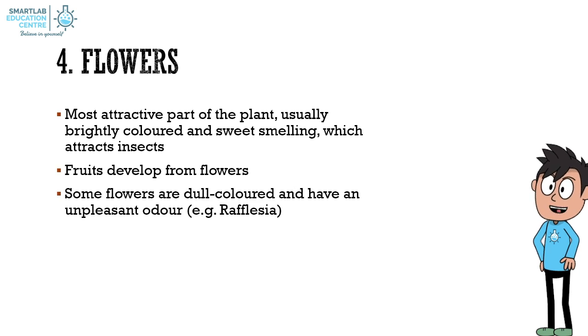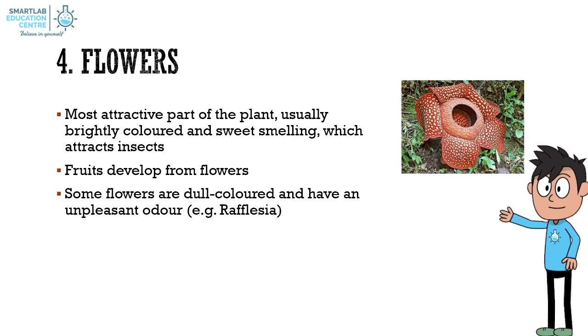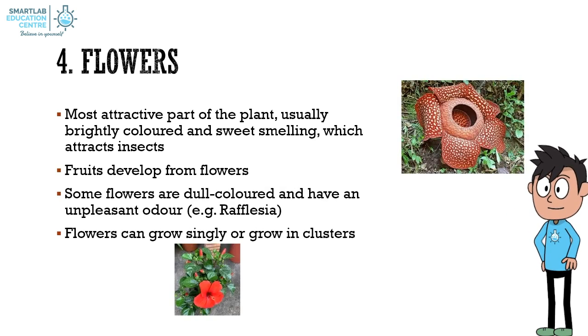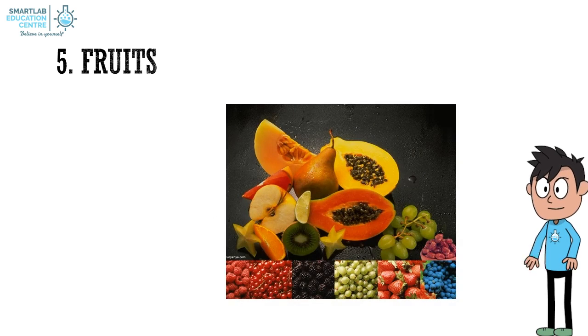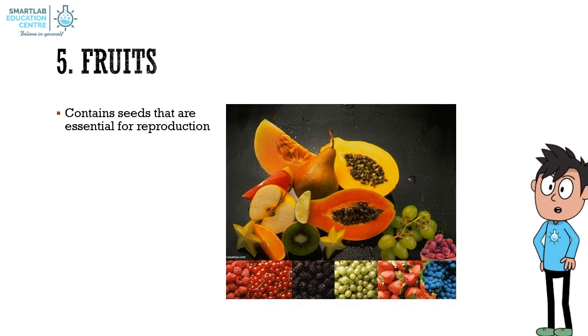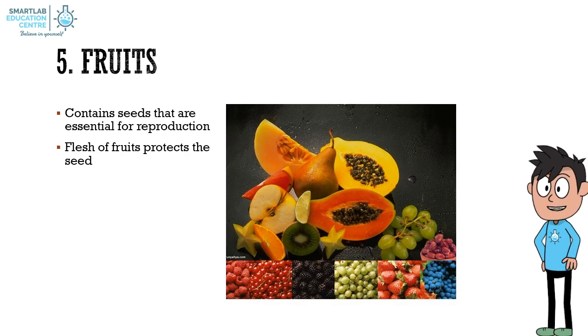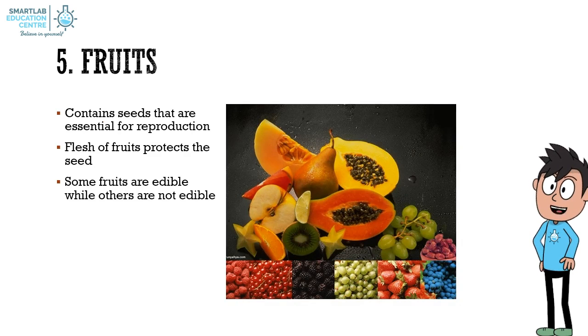Some flowers are dull colored and have unpleasant odor. For example, Rafflesia. Flowers can grow singly or grow in clusters. Fruits contain seeds that are essential for reproduction. The flesh of fruits protects the seed. Some fruits are edible while others are not.